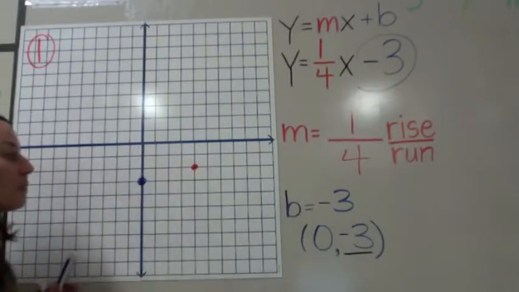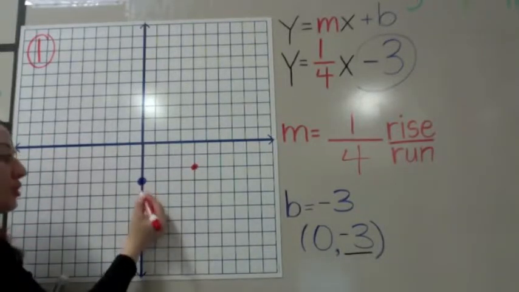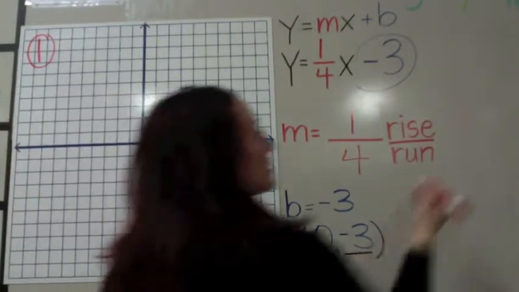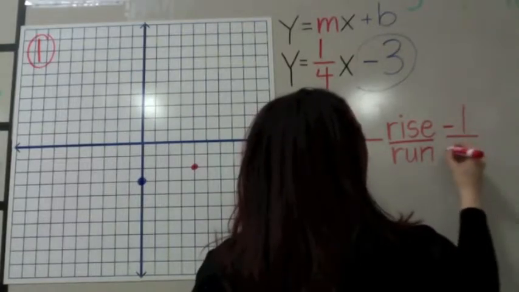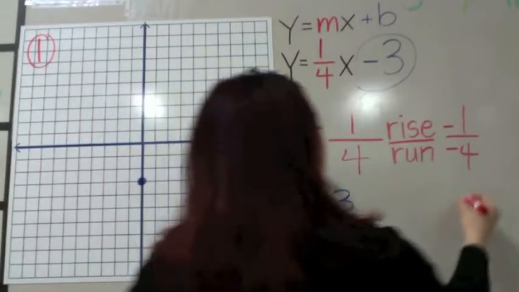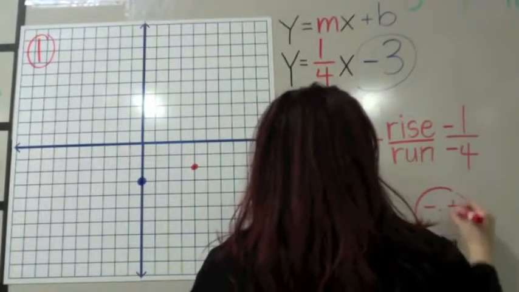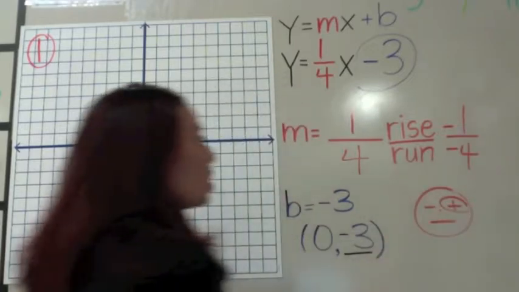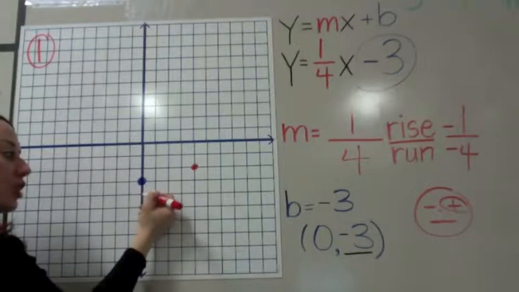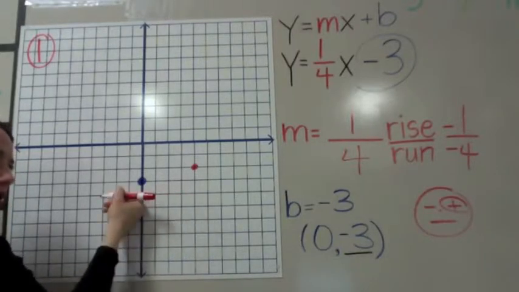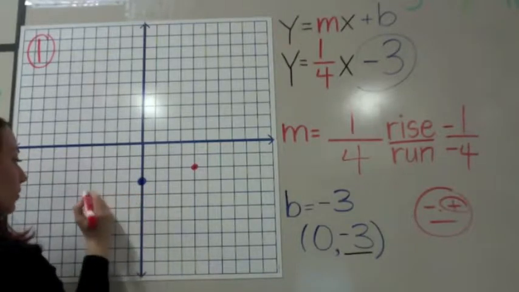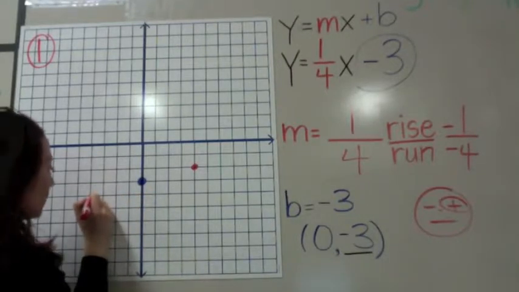Now, you need 2 points to make a line. What I want you to do is go the other direction. So, if we go 1 over 4, is that the same as going -1 over -4? What is negative divided by negative? Negative divided by negative is positive. So if I go down 1, where do I need to go when I run? To the left. I'm going to go down 1, and over 4. 1, 2, 3, 4. Okay, great.